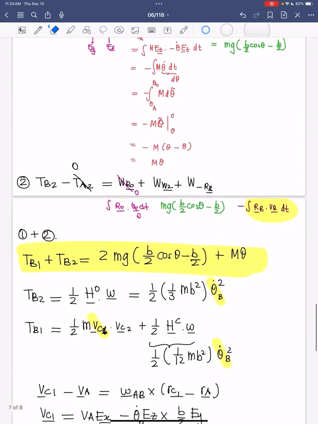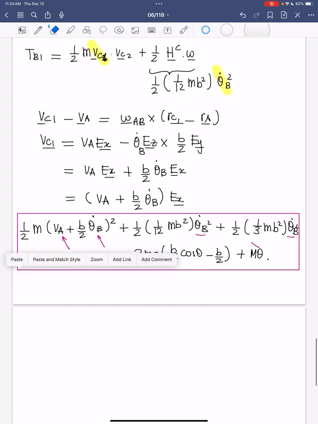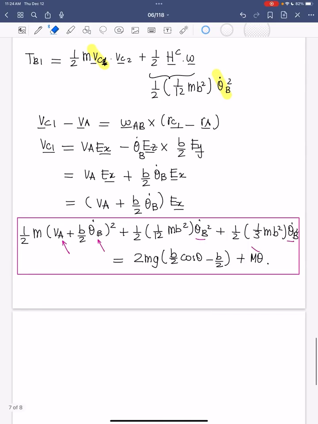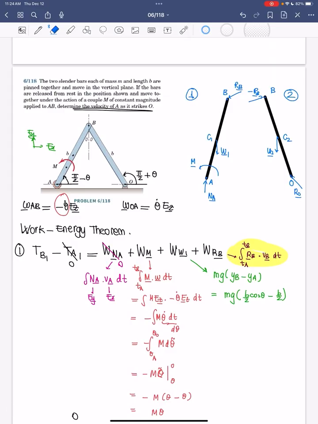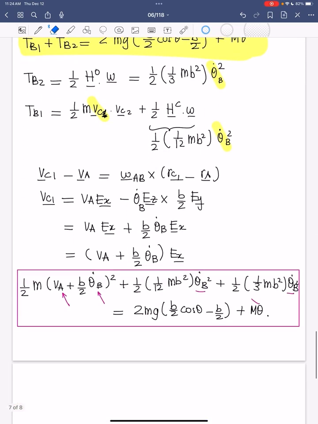Okay, I'm not really sure what to do. It might be that as A strikes B, theta dot is 0. I'm not sure. I'll think about it and I'll get back to you in part 2 of this video.